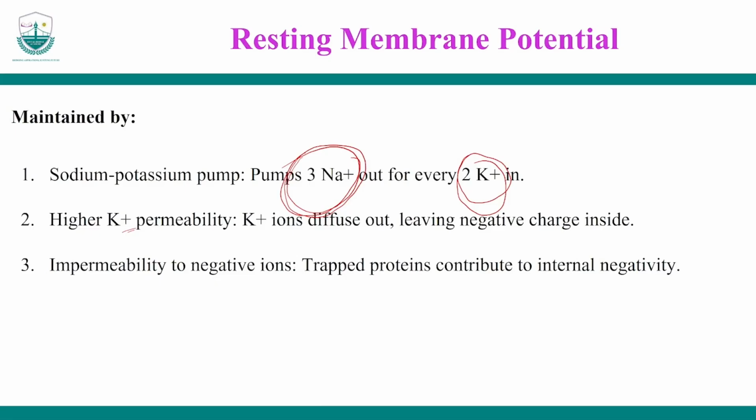When also talking about the membrane potentials, we sometimes talk about the negative ions that are inside the neurons that also contribute to the negative charge. These are often proteins that are trapped inside. They also contribute to the internal negativity of the neuron.